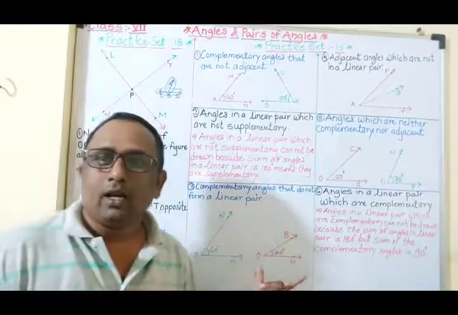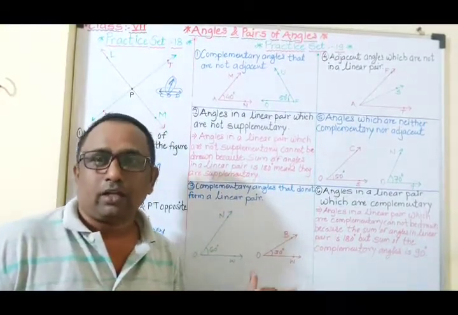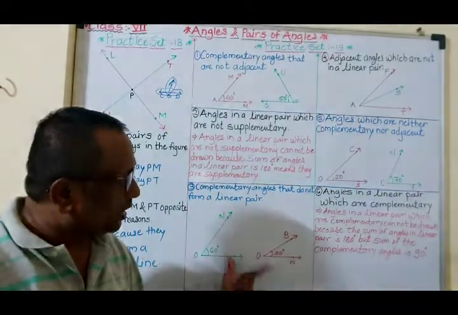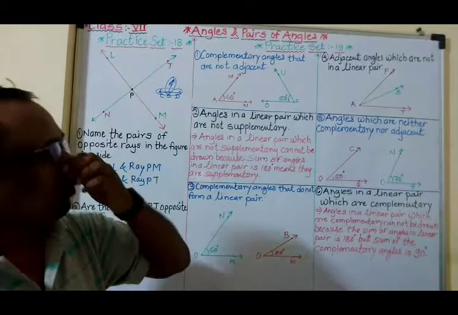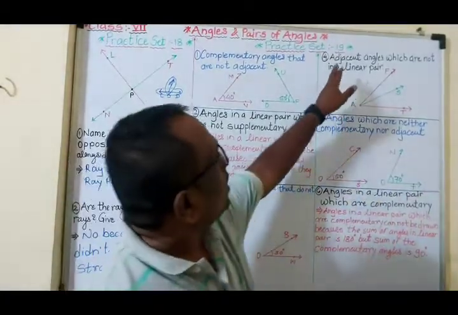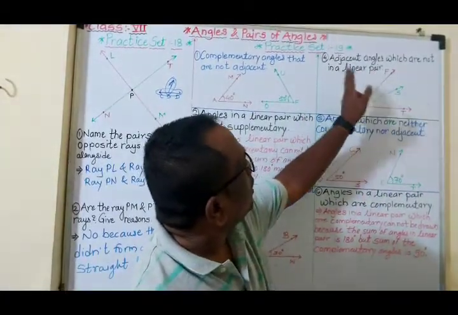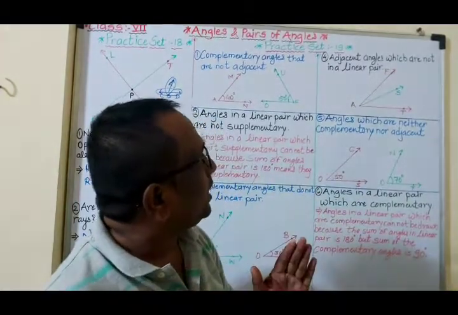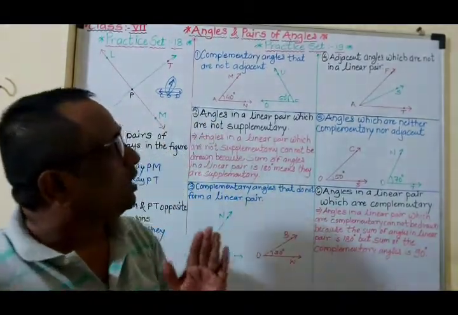Do they form a linear pair of angles? No, according to the definition these are separate angles, so they do not form one. So we can draw like this way. Now we'll move to the fourth one, students: adjacent angles which are not in a linear pair.